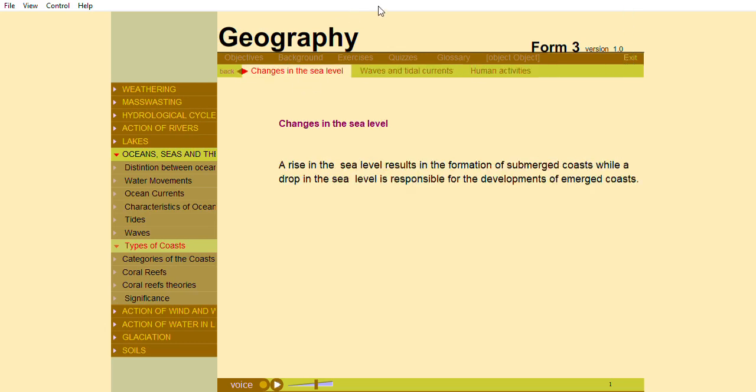Changes in the sea level. A rise in the sea level results in the formation of submerged coasts, while a drop in the sea level is responsible for the development of emerged coasts.